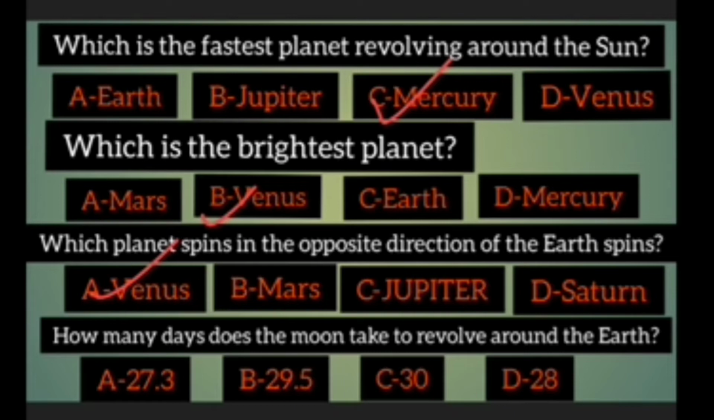How many days does the moon take to revolve around the earth? Option A, 27.3 days, B 29.5 days, C 30 days, D 28 days. Answer A. 27.3 days.